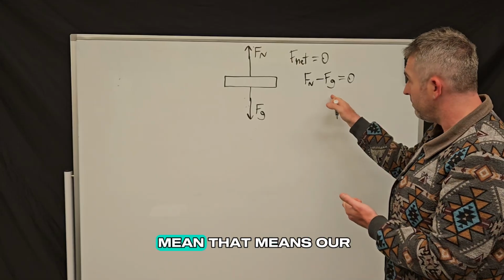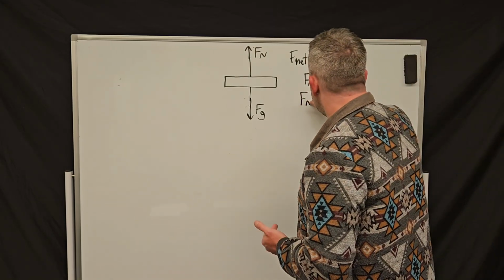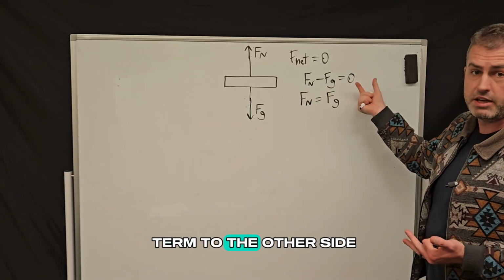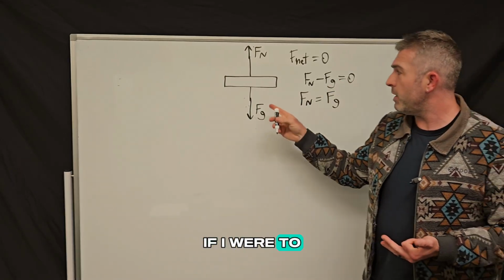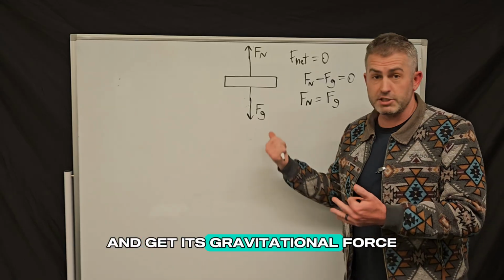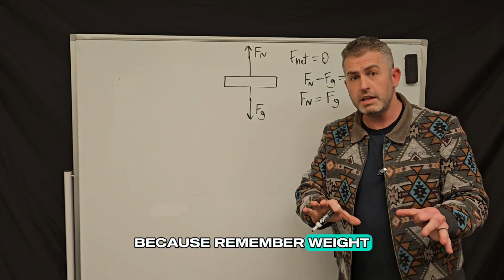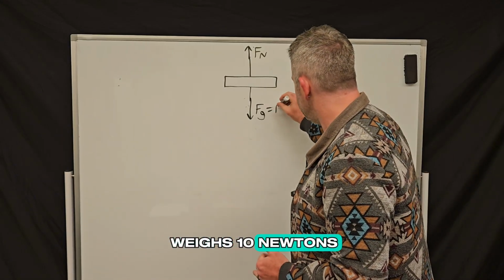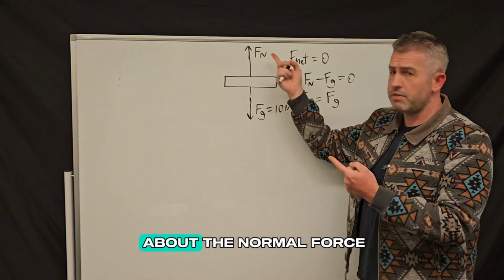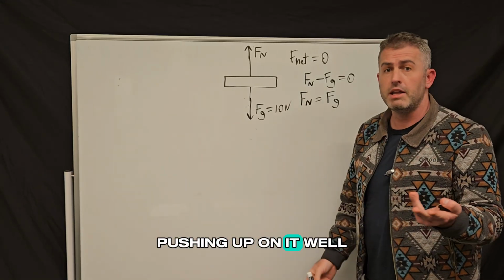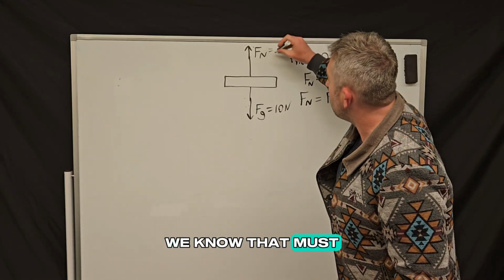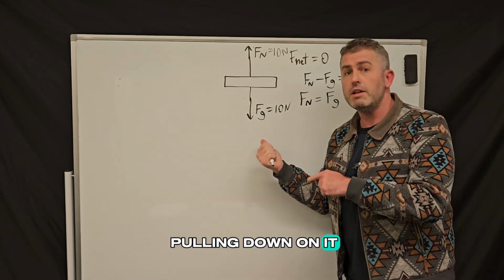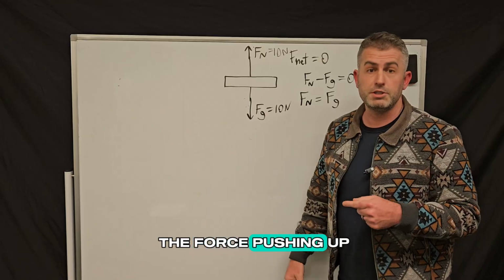Now, what does this mean? That means our normal force is equal to the force of gravity, as we said before. I'm just bringing this term to the other side. So that means if I were to weigh this book and get its gravitational force, because remember, weight and force of gravity actually mean the same thing, so if this book weighs 10 newtons, what do we know about the normal force of my hand pushing up on it? Well, we know that must also be 10 newtons. So whatever force is pulling down on it is exactly equal to the force pushing up on it.